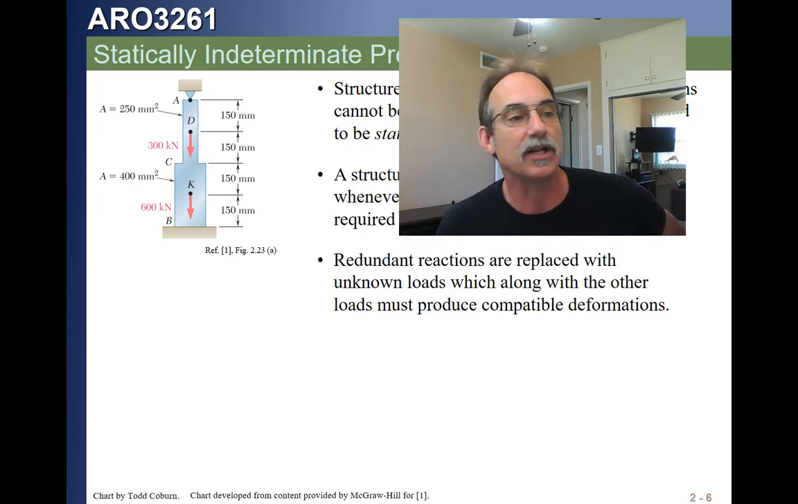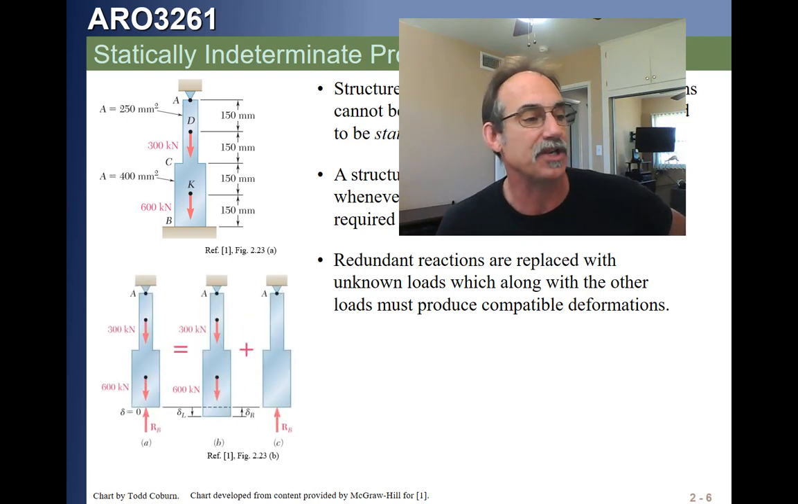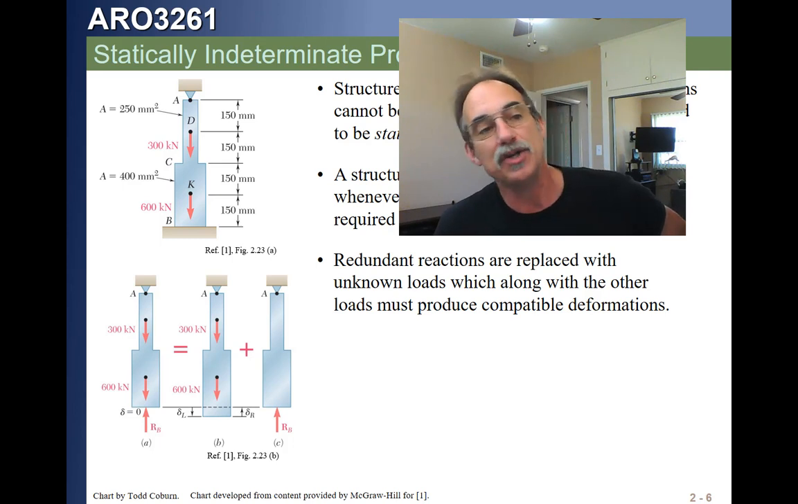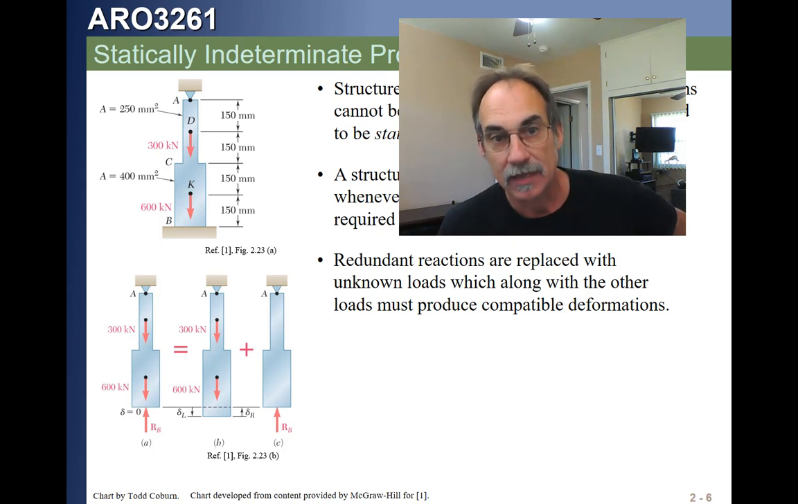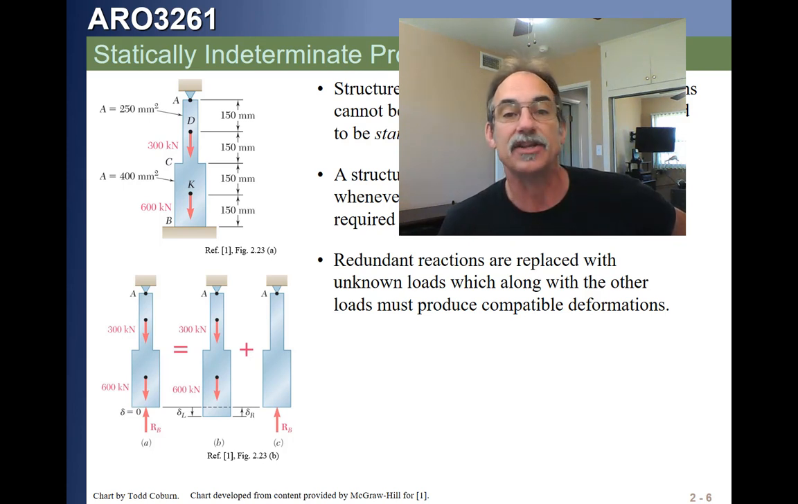In order to solve this, we're going to have to systematically apply our equations of equilibrium. We'll normally use a little trick. If on the left here we have our applied loading, we can write it two ways. We can first say, let's remove one of the constraints that over-constrained it, like the bottom constraint. If that were true, we'd have a reaction at A, we'd have a 300 kilonewton force and a 600 kilonewton force. We can now calculate the force in each piece.